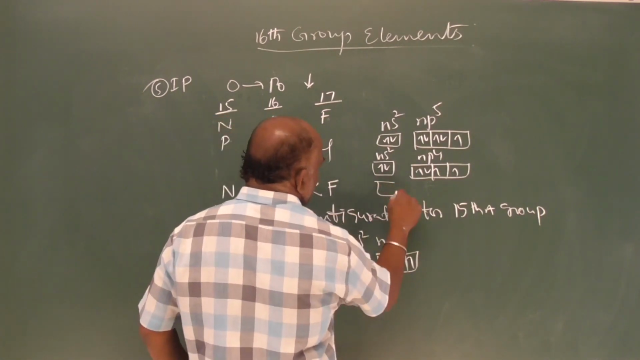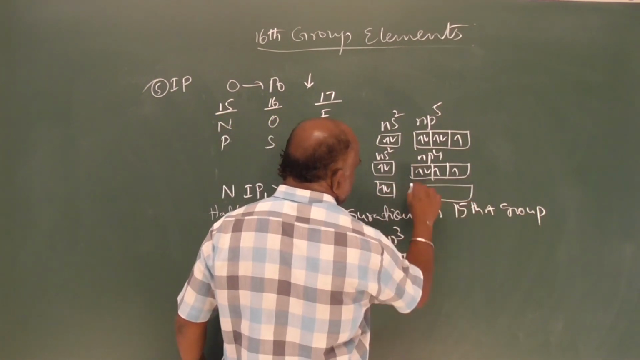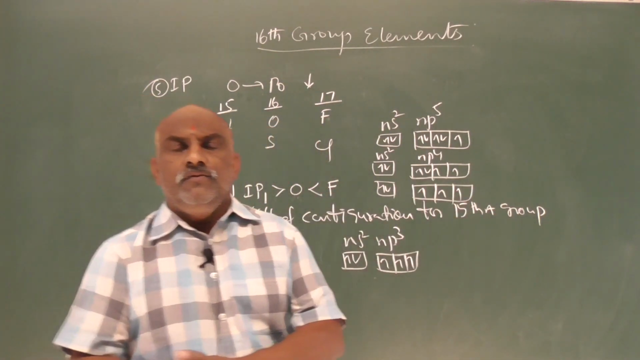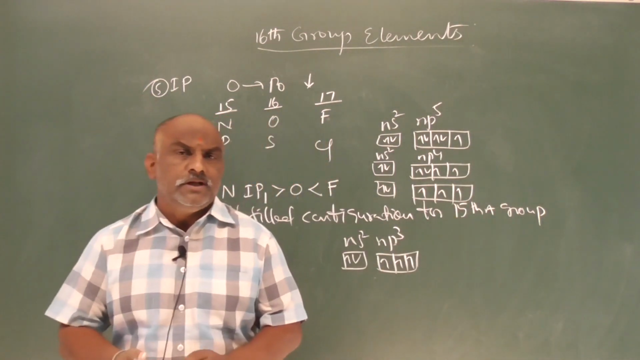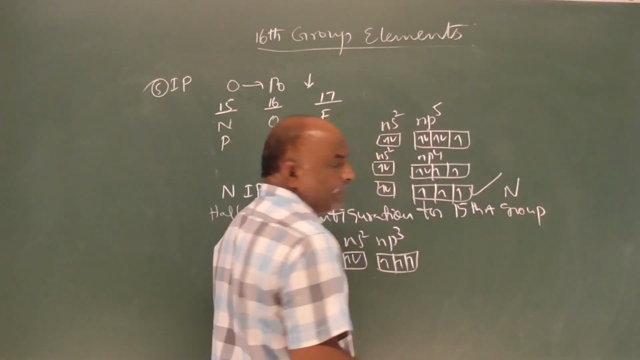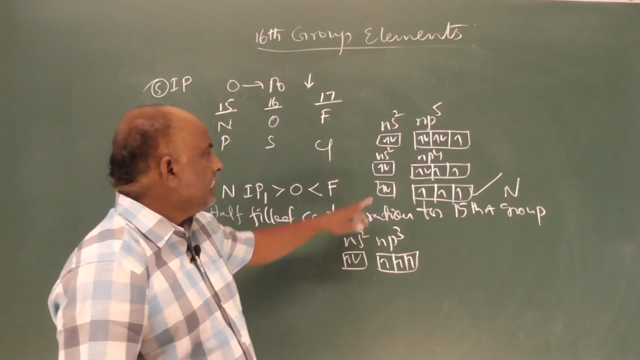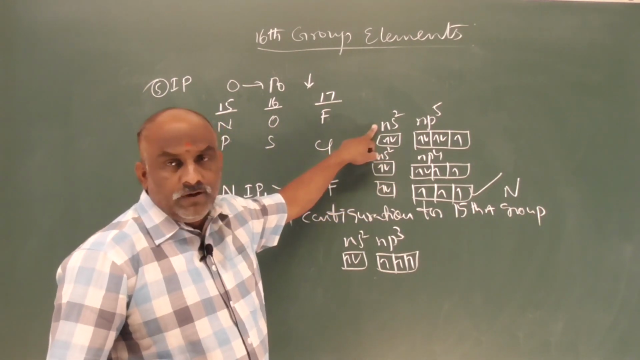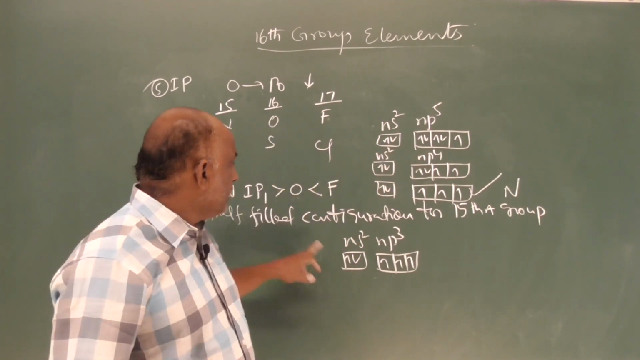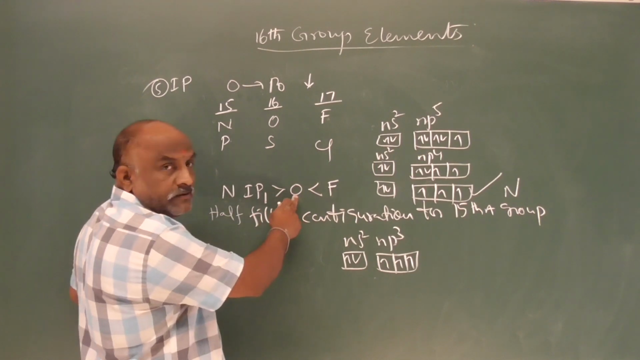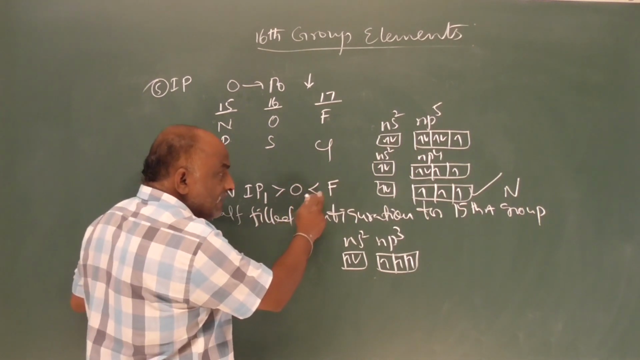For nitrogen, we write it like this: it is a half filled electronic configuration. Half filled and full filled electronic configurations are more stable than partially filled ones. So the first priority we should give is to N. Clear? After N, next is oxygen, after that fluorine, that is how we are thinking. But what I am writing here is that the nitrogen IP1 value is greater than oxygen, and the oxygen IP1 value is less than fluorine.